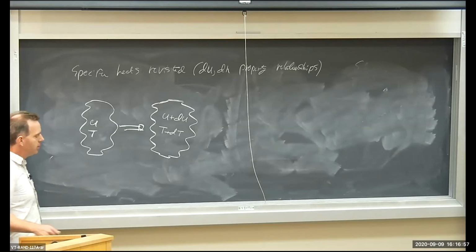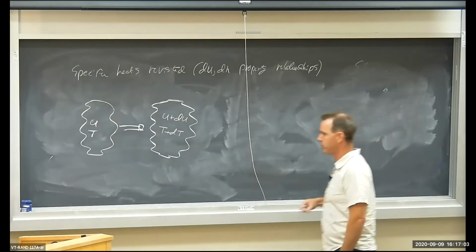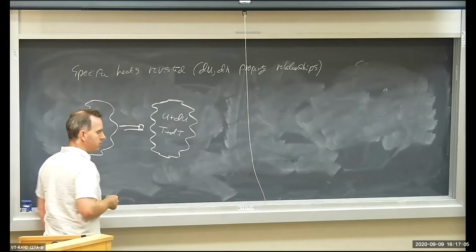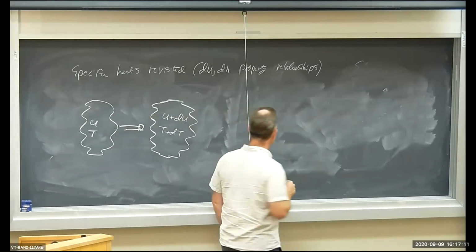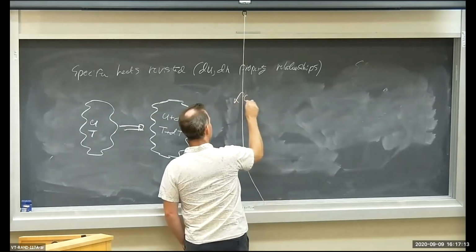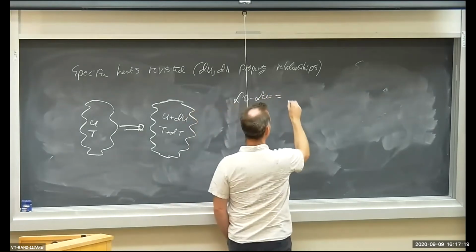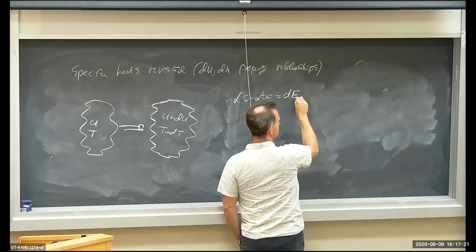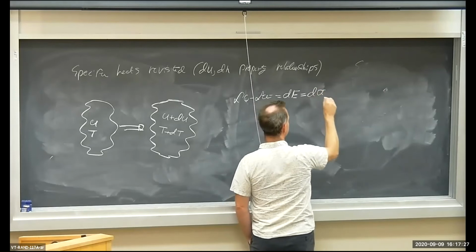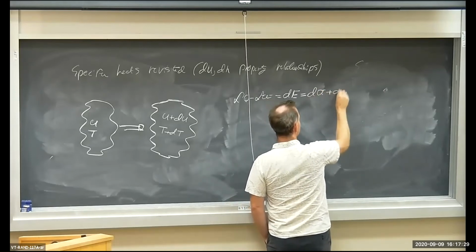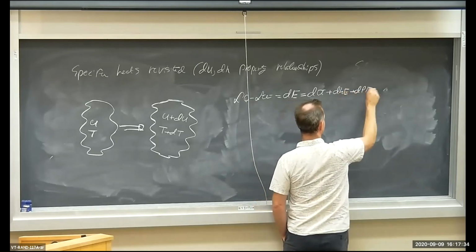Let us write the energy balance for this system. It's a differential process, so let's write the differential energy balance. Del Q minus del W is equal to the change in energy, differential change, which is equal to the differential change in internal energy, plus the differential change in kinetic energy, plus the differential change in potential energy. Okay?